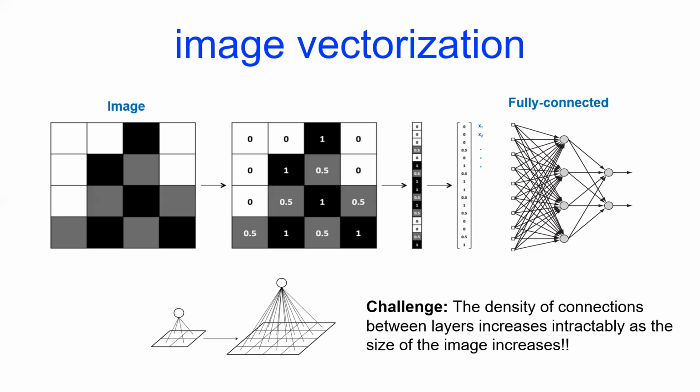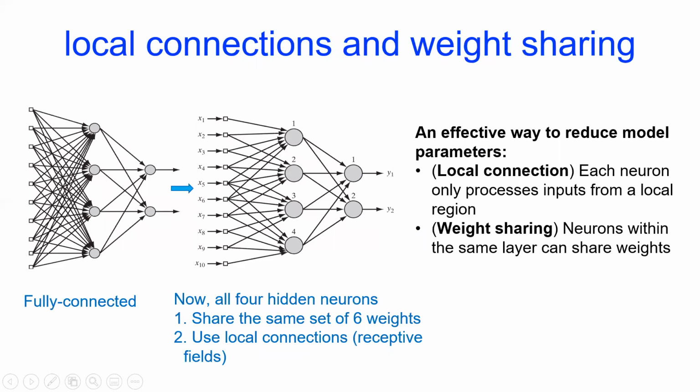So as I put here, the density of the connection between layers increases intractably as the size of the image increases. One very clever, very elegant way to handle this is to adopt two principles. One is called local connection. The other is called weight sharing. So what we do here is essentially change the fully connected strategy into the following.